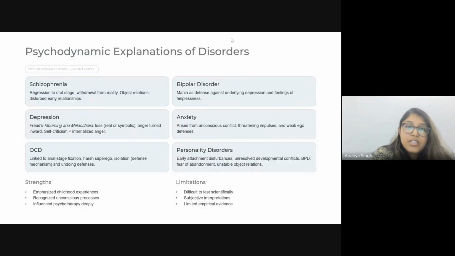Now, the strengths of this psychodynamic explanation are that childhood experiences are emphasized. You can draw a comprehensive profile of a person. Unconscious processes are recognized, their influence is deeply recognized in psychotherapy, and it can be corrected and explored; a lot of exploration can be done. But the limitations, yes, Ramita.